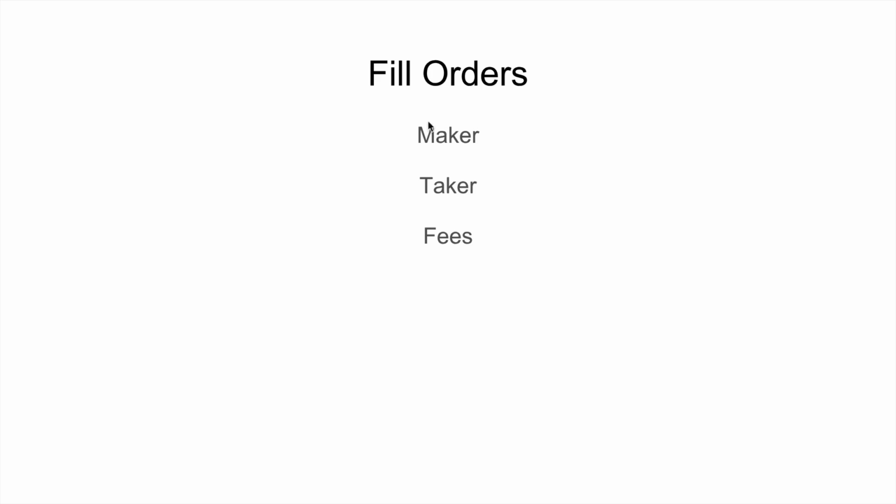So the maker is always the person who created the order, and the taker is going to be the person who is filling the order. And like I said, this terminology can also vary depending on the context and the exchange, all that kind of stuff. But that's what we're going to use for our specific use case.